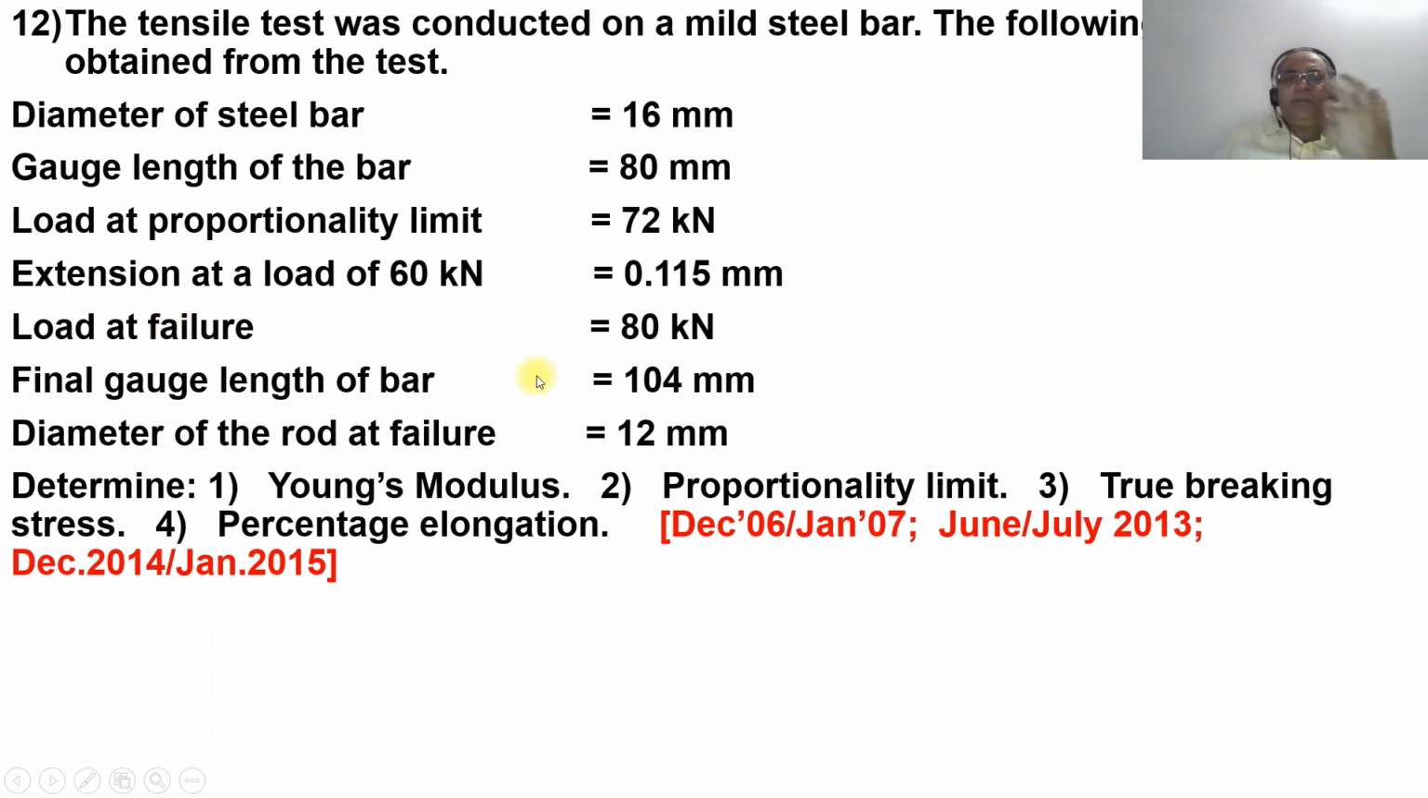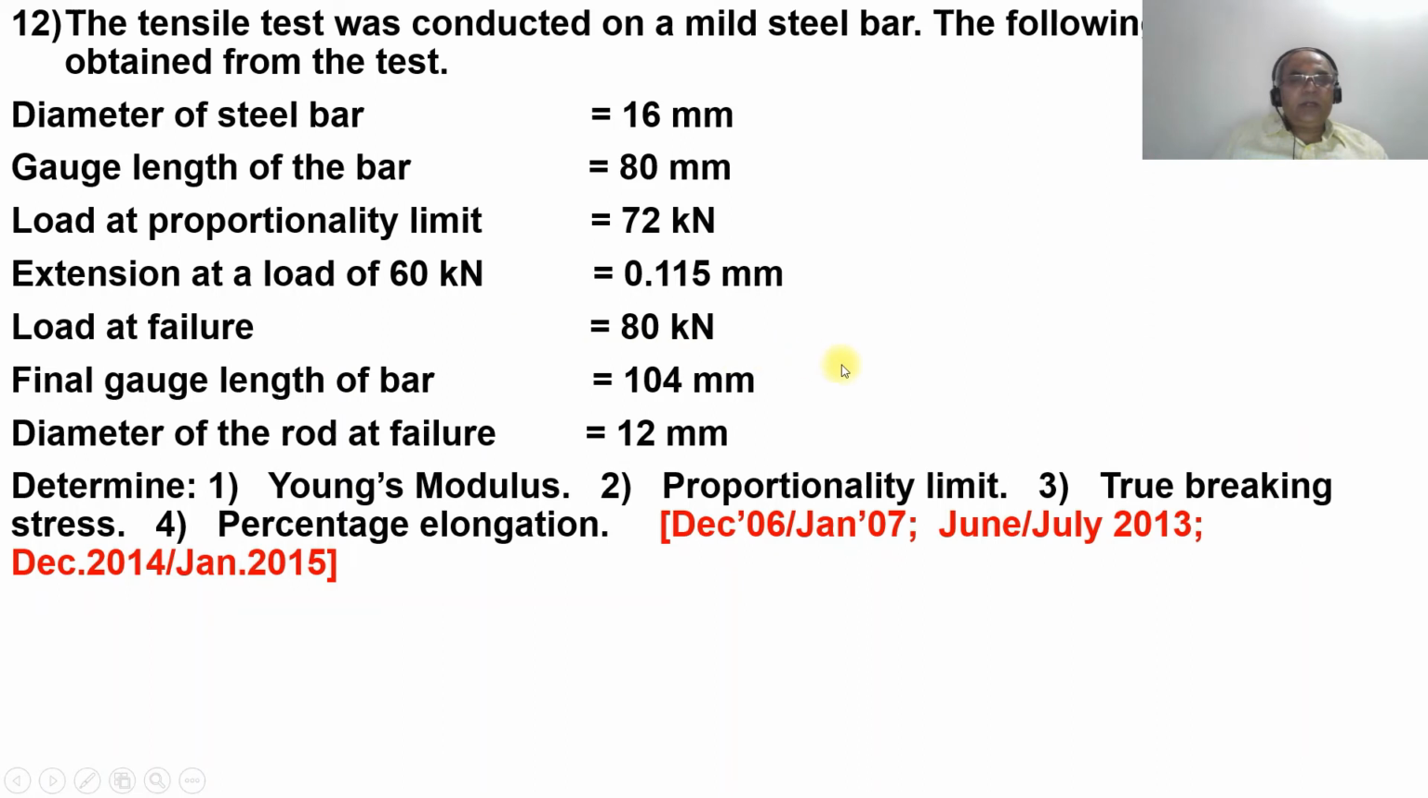We are going to take up one more problem. Problem number 12: a tensile test was conducted on a mild steel bar. The following data was obtained from the test. The diameter of the steel bar is 16 mm. Gauge length of the bar is 80 mm. Load at proportionality limit is 72 kilonewton. Extension at a load of 60 kilonewton is 0.115 mm.